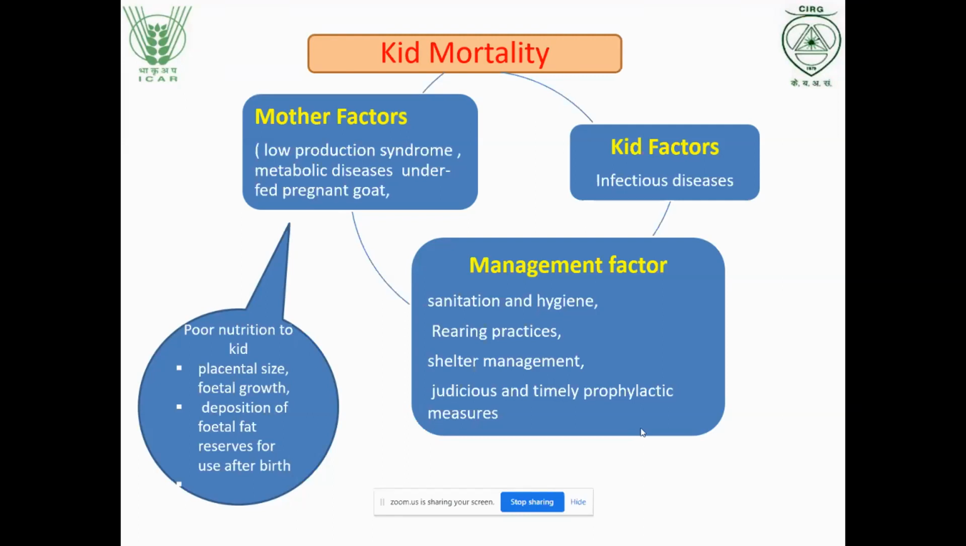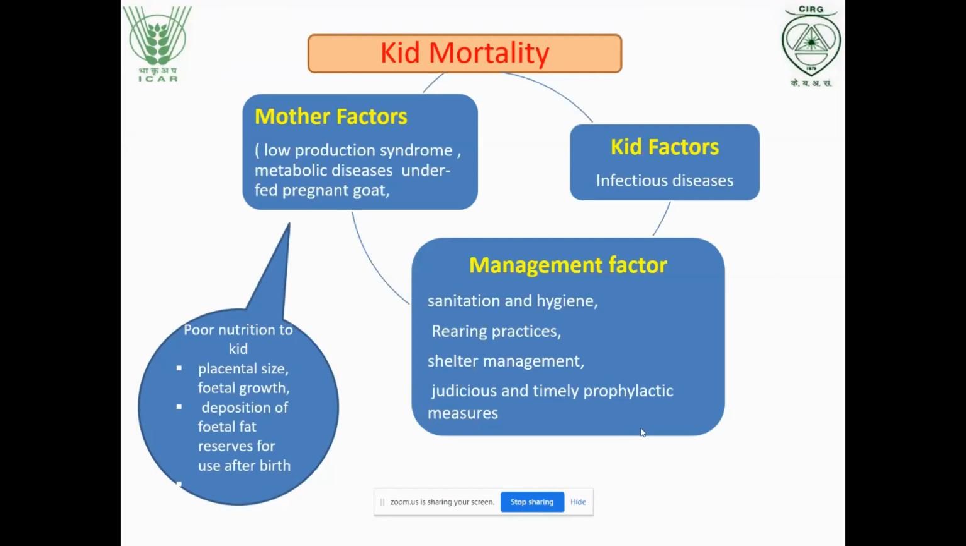If you are maintaining the mother at proper nutrients and ration, it means your developing fetus is optimum, and there is a lesser risk of any disease condition after birth. Second factor is the kid factors. After birth, the kid is also exposed to the environment, and exposed to different kinds of infection in the premises. There may be different infectious diseases. And the most important is managemental factors. If there is mismanagement, then other factors also become more pronounced.